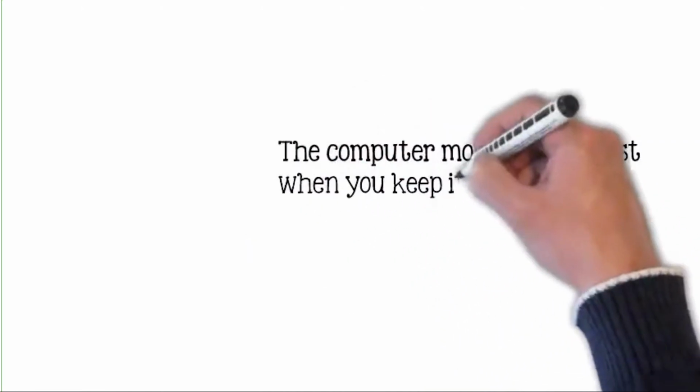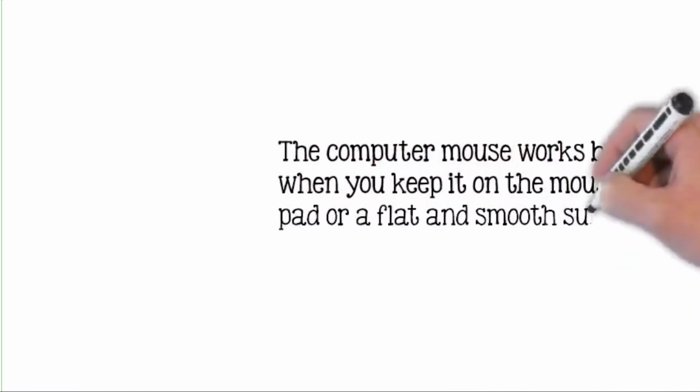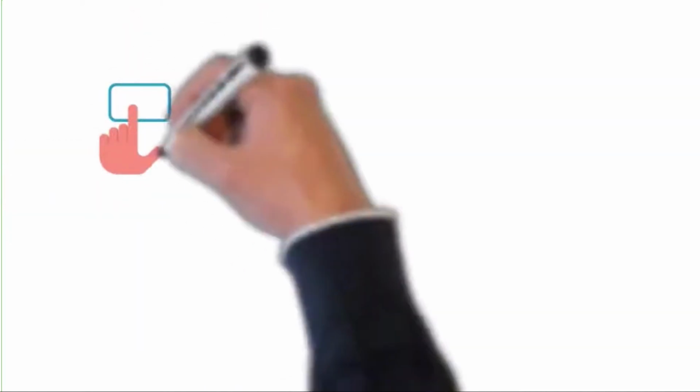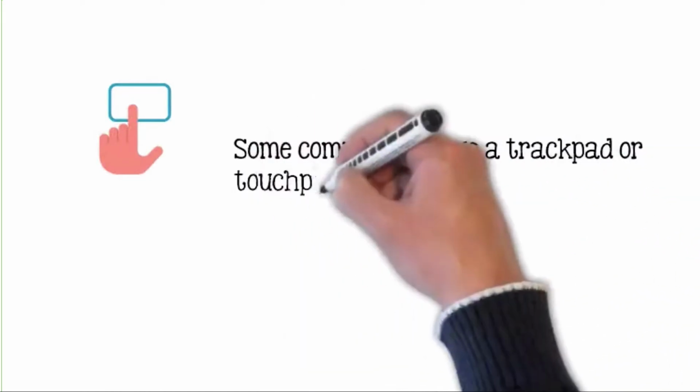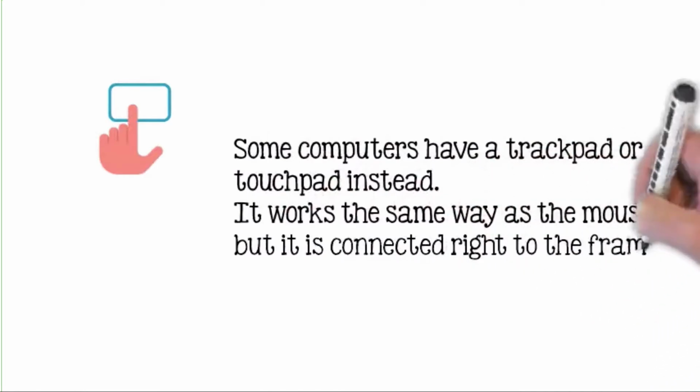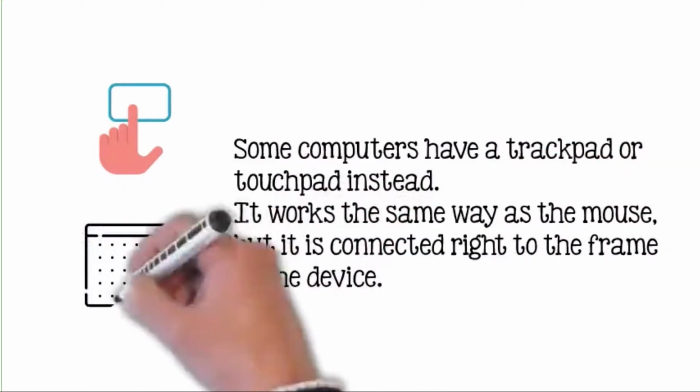The computer mouse works best when you keep it on a mouse pad or a flat, smooth surface. Some computers have a trackpad or a touchpad instead. It works the same way as the mouse, but it is connected right to the frame of the device.